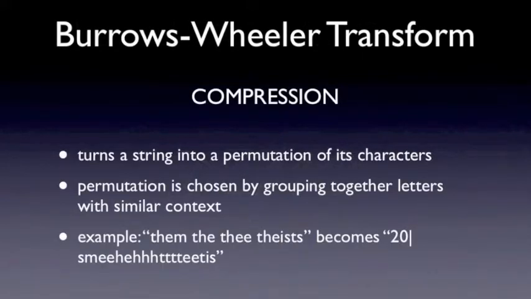The Burrows-Wheeler transform is not actually a compression algorithm by itself. Rather, it takes a string and transforms it into a permutation of its characters. This permutation is chosen by grouping together letters with similar context. As a result, the transformed string will contain more consecutive runs, which make it more efficient for another algorithm, in this case run-length encoding, to compress the string.